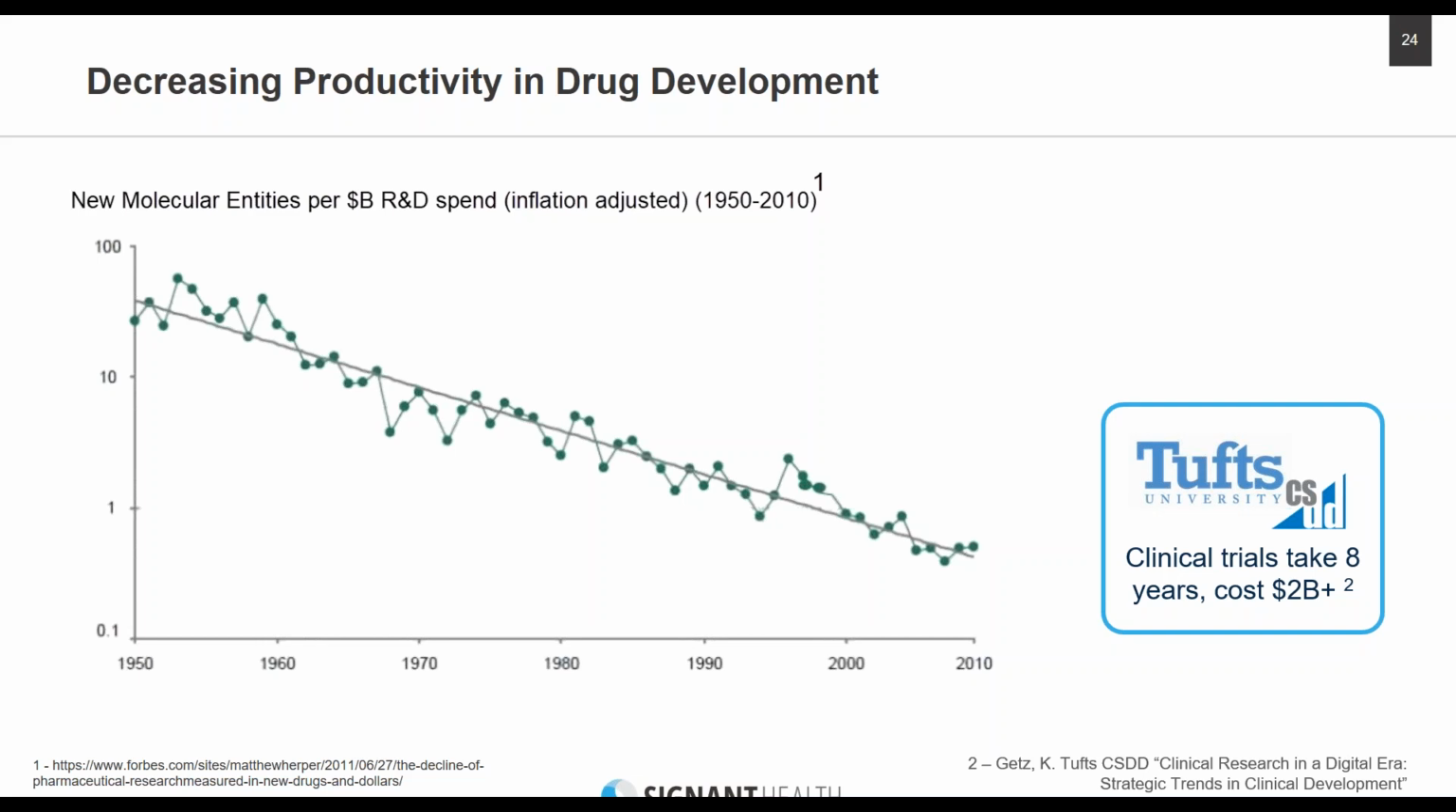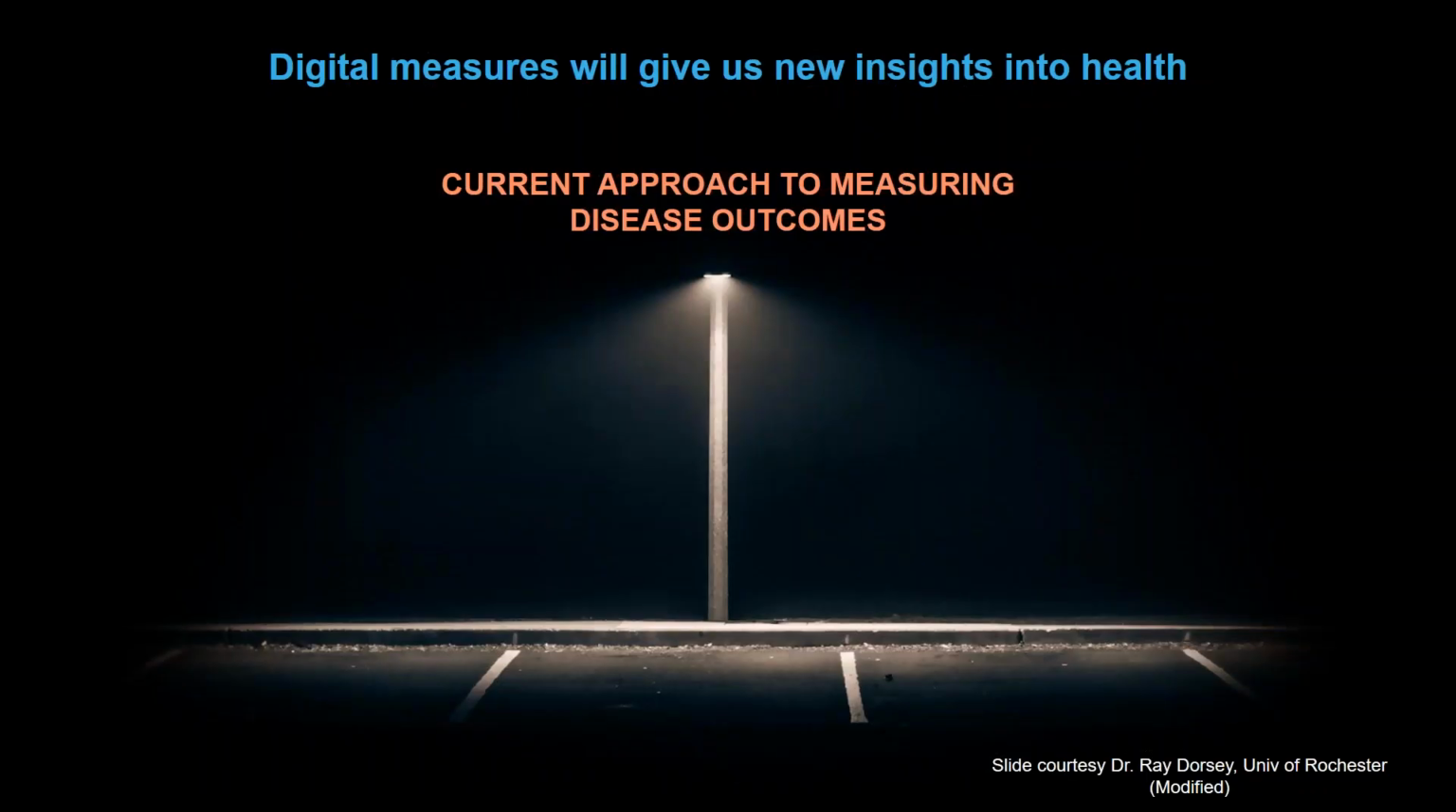It's just continued to drop. So although we've had the prevalence of technology develop over those times, we continue to see this drop in efficiency. The Tufts Center is telling us that it takes about 8 years and costs about $2 billion to develop a drug. And certainly there are a lot of discussions around how we can do better. How can we get more specific with what we're trying to tease out of patients and help them in such a way that we can make their lives better? But certainly we need improvement here.